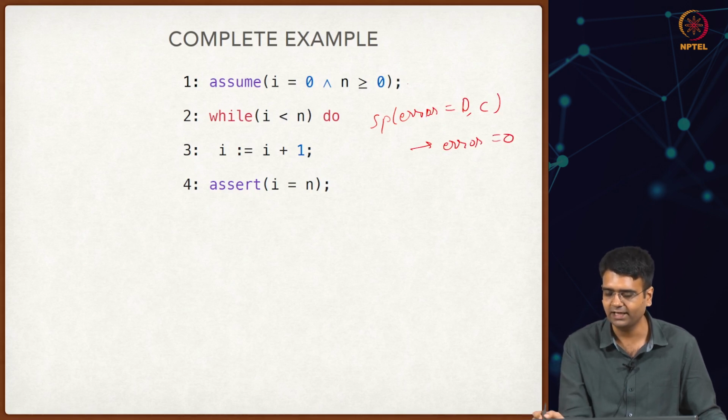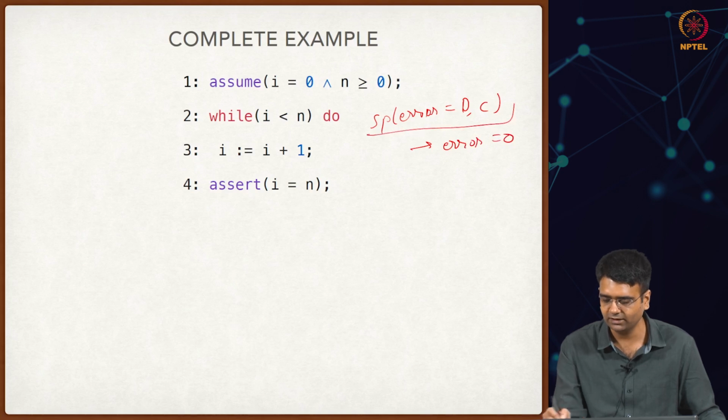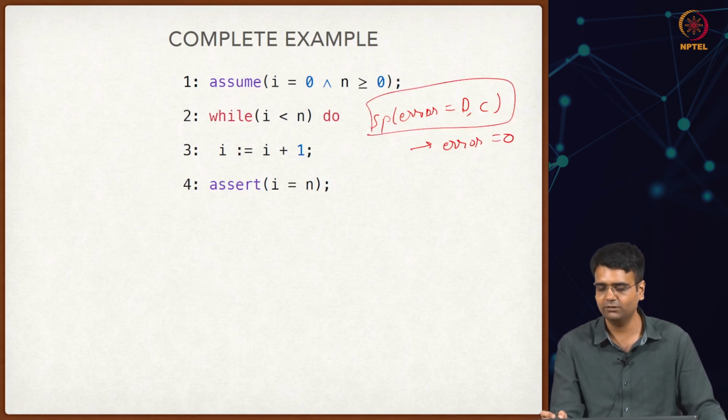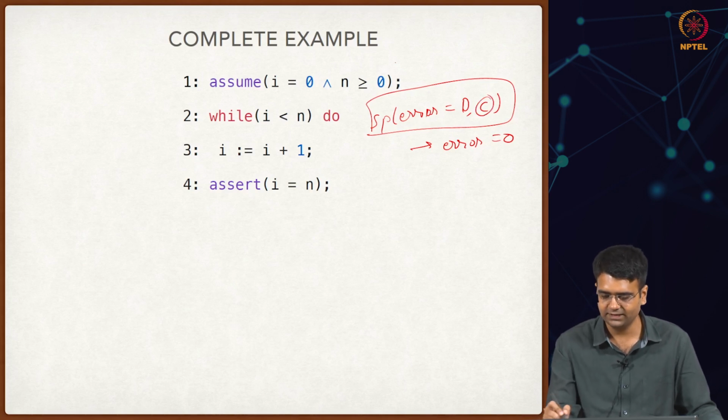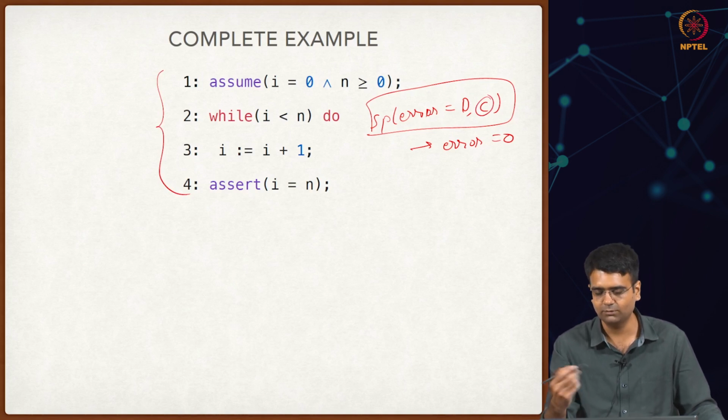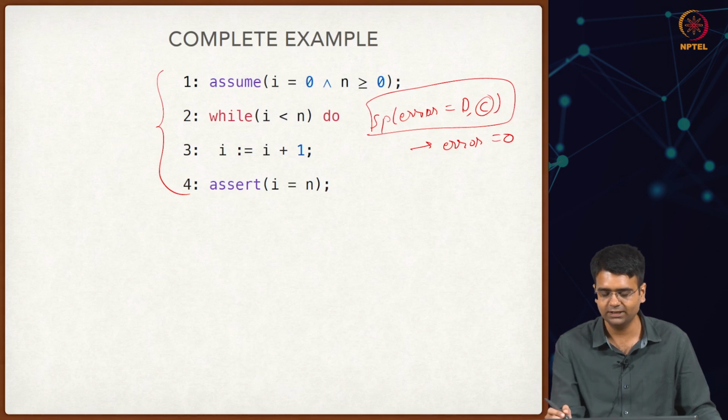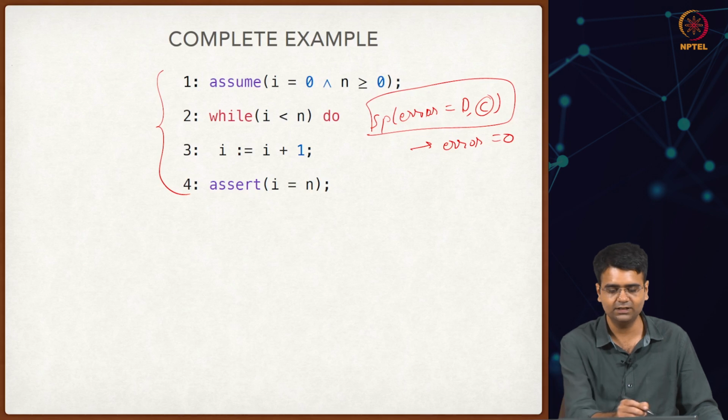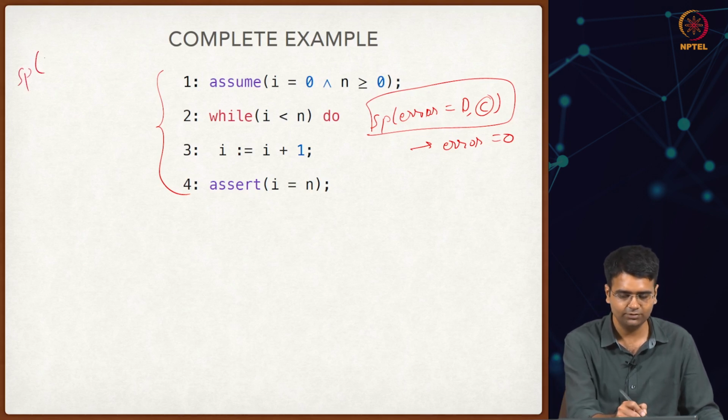This formula should be valid, okay. So we want to calculate this, which is SP of error equal to 0, comma c. So SP of error equal to 0, c is this entire program, okay. This program is using sequential composition, because there are 3 statements. For sequential composition, we know that we can simply calculate the strongest post condition of statement one after the other.